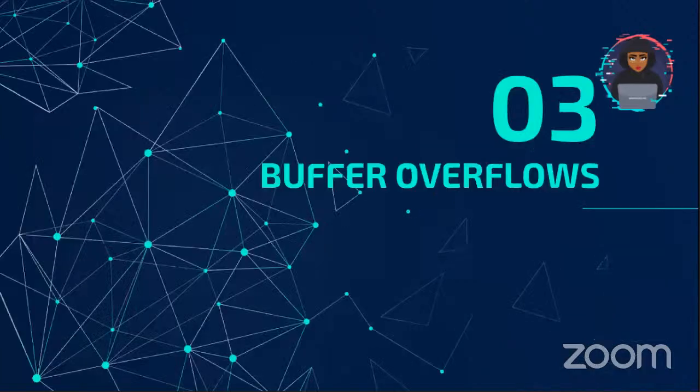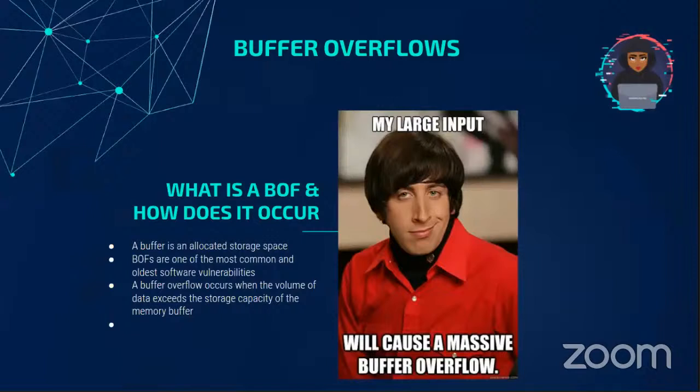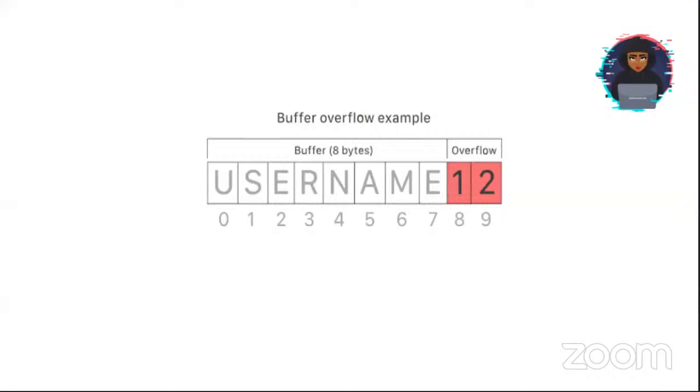So now for the practical part of this session, we have the buffer overflows. I'll start by defining what a buffer is. A buffer is simply an allocated storage space in a program, and an overflow occurs when the input exceeds the amount of space that has been allocated by the buffer. I have this oversimplified diagram that shows if we allocated 8 bytes of space for input and receive 10 bytes instead, that causes a buffer overflow, an overflow of 2 bytes.